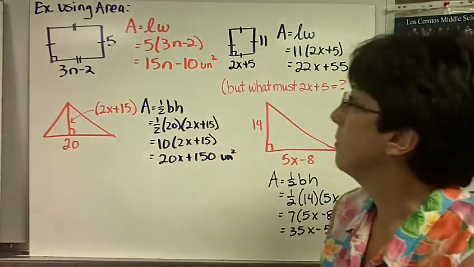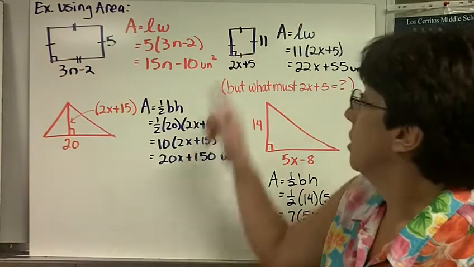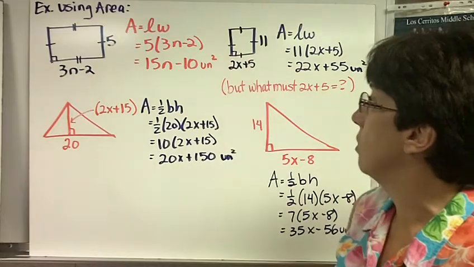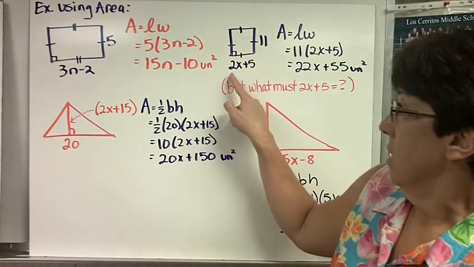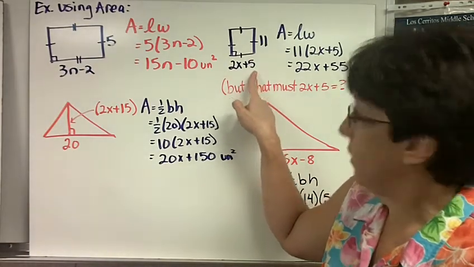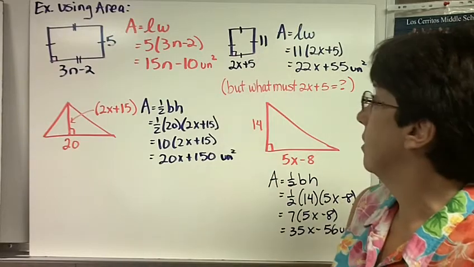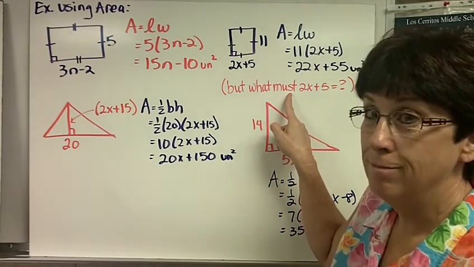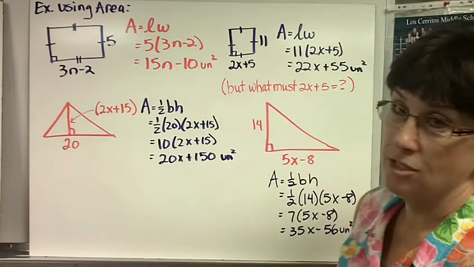Here's another shape, a square. Because all sides are the same, you can tell by the tick marks, and there's a 90-degree angle. So this side is 2x plus 5, and this side is 11. What must 2x plus 5 equal? 11, huh? Because it's a square.